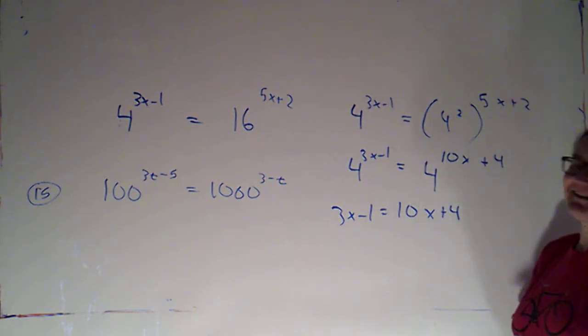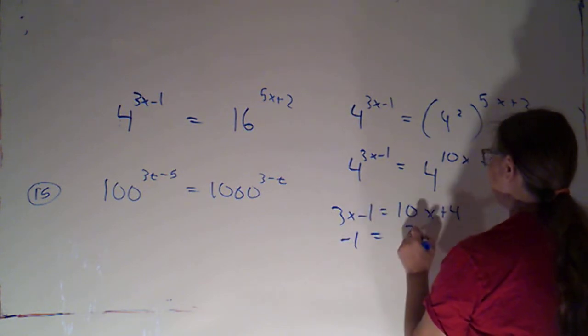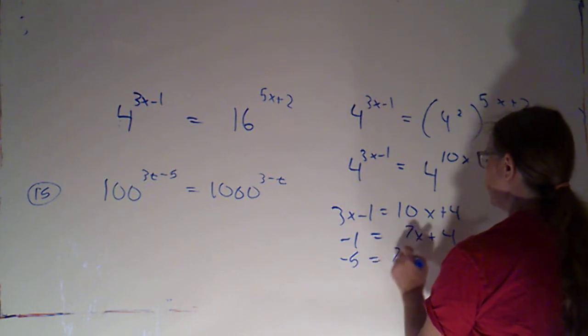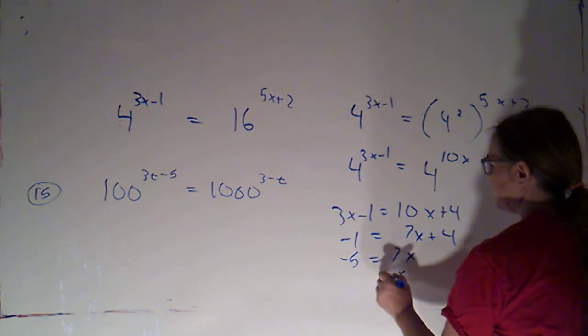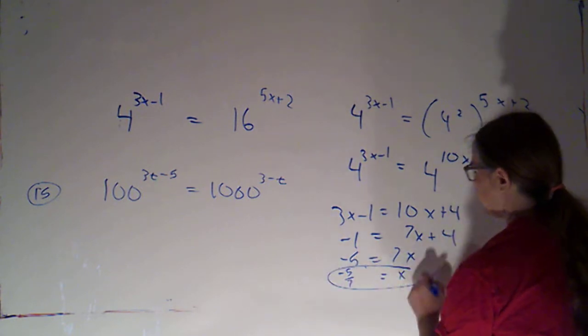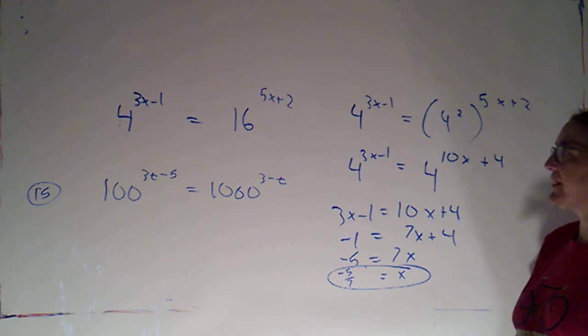That becomes a nice linear equation. So we'll have negative 1 equals 7x plus 4. Negative 5 equals 7x. X equals negative 5/7. So that would be my answer to this first equation.